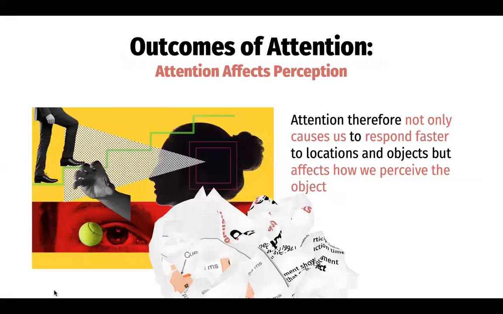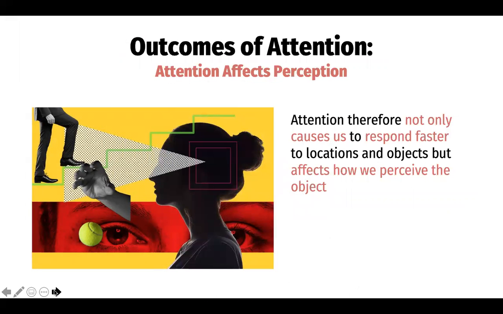All right, moving on to the outcomes of attention. Many experiments have shown that attended objects are perceived to be bigger and faster, and to be more richly colored and have better contrast than non-attended objects. So attention not only causes us to respond faster to locations and objects, but also affects how we perceive the object. So attention and perception have a really close relation.